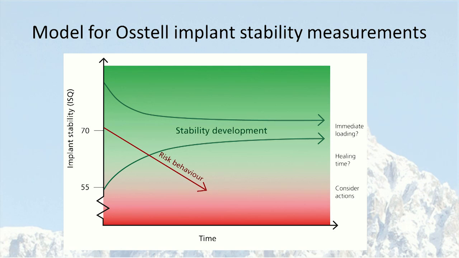And this is just a summary of the model, how we are thinking when using Osstell measurements. So this is day zero when we place implants, and we will see different degrees of implant stability, maybe from 55 up to 85. That's quite normal depending on bone density and so on. With time, we will see changes of the ISQ value. For implants with low stability, usually we like to see an increase with time. If we have very high stability when we place the implant, it's not unusual that we see a decrease. And it seems like all implants are actually striving toward an ISQ of about 70, 75 after completed healing.